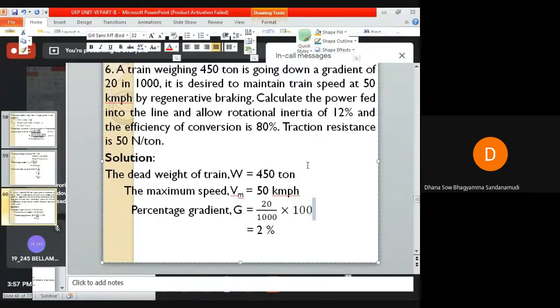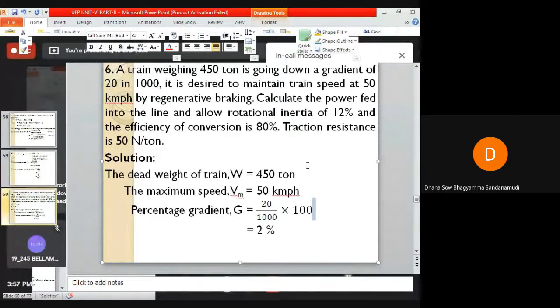A train weighing 450 tons is going down a gradient of 20 in 1000. It is desired to maintain a train speed of 50 kilometers per hour by regenerative braking. Calculate the power fed into the line, and allow rotational inertia of 12% and the efficiency of conversion is 80%. Traction resistance is 50 Newton per ton.